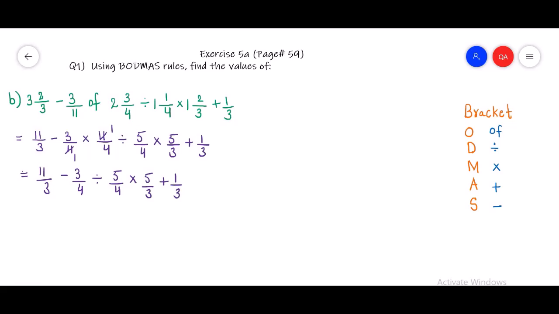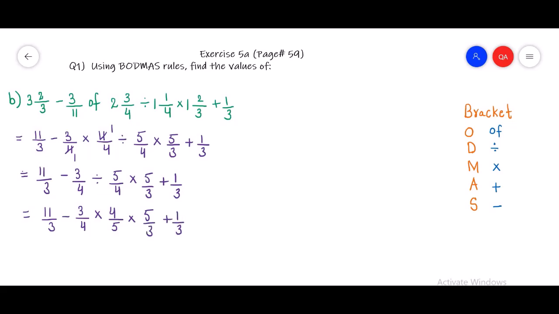Here we have 4 different operations: division, multiplication, addition and subtraction. So which comes first in BODMAS rule? Division. Yes. So we will perform division first. Here we have division sign between 3 by 4 and 5 by 4. So first we will convert this division sign into multiplication sign. So 11 by 3 minus 3 by 4. Now we will convert this division sign into multiplication. So second fraction will be flipped. So it will be 4 by 5 multiplied by 5 by 3 plus 1 by 3.